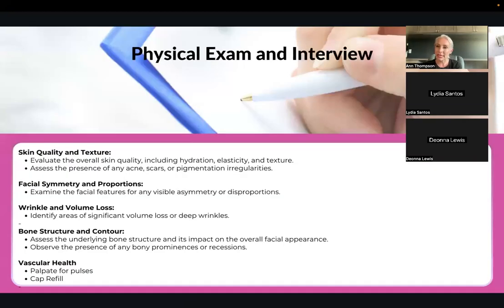This is the physical exam that you're going to be going over. You want to assess the skin texture. You want to make sure they don't have any open wounds. You want to look at facial symmetries. Remember, some people sleep on one side of their face, so they're going to be flatter on one side. It's important that you point that out to patients.